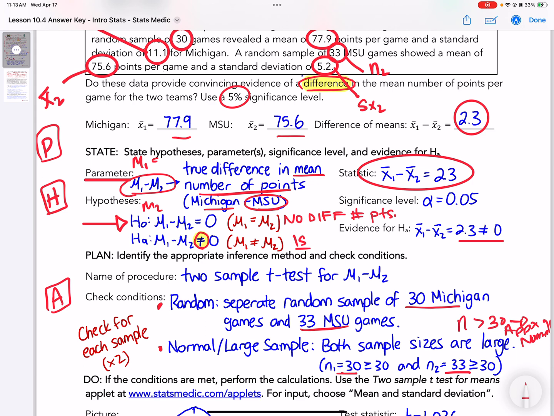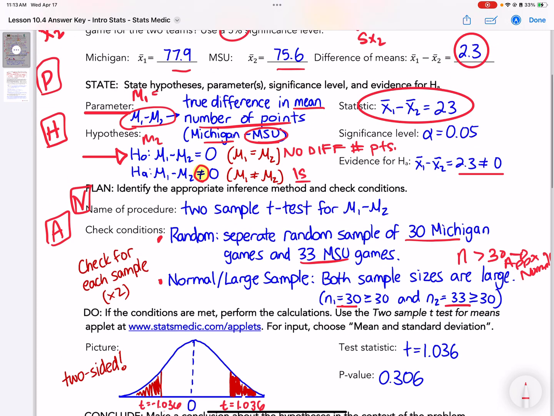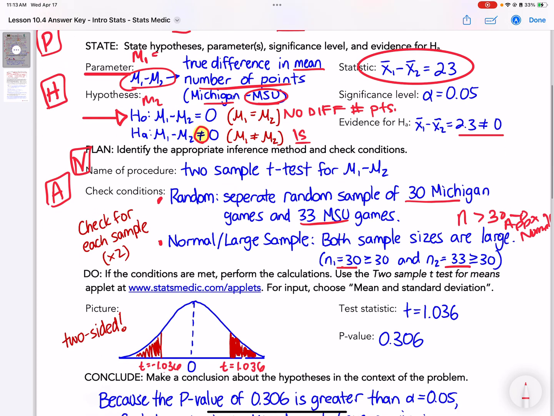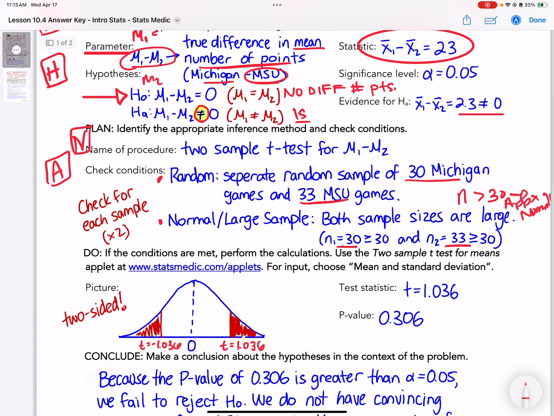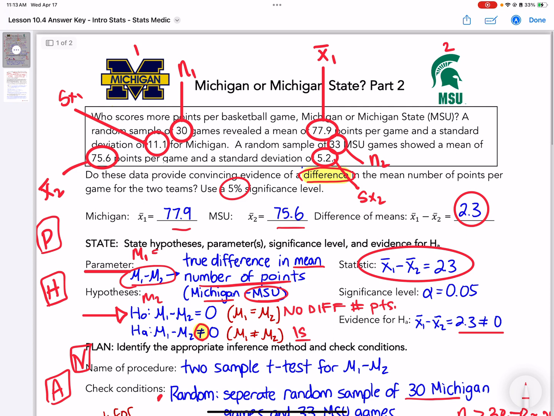So PHANTOMS, name the procedure, and this is called a two-sample t-test. And then we're going to go ahead and run the t-test. You can go to the applet here, but on our calculator I've taught you how to do menu, stat, test, and you're going to do a two-sample t-test. All right, and we are going to put in the data that I have circled at the very top. So that's what we're going to start with.